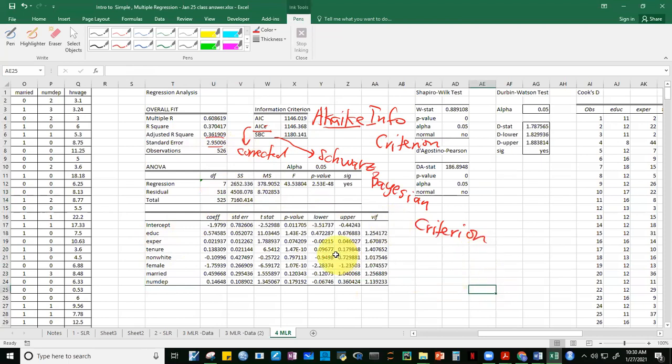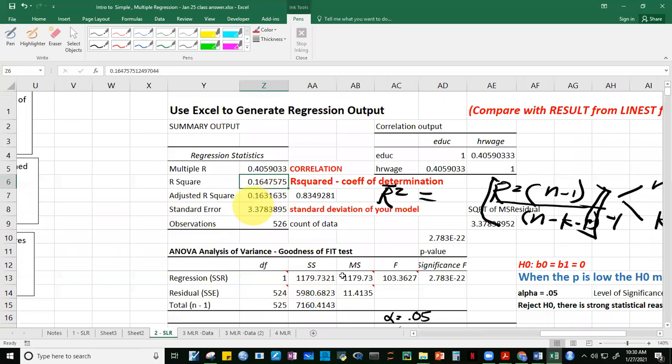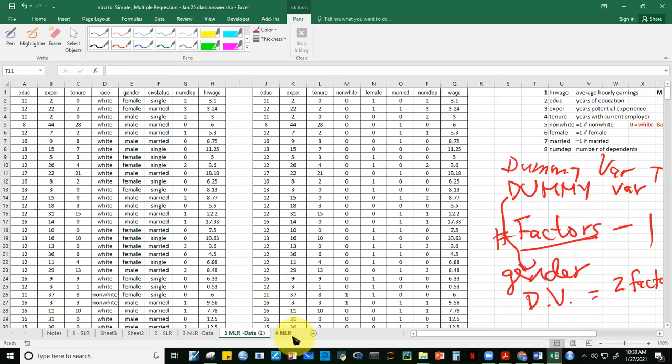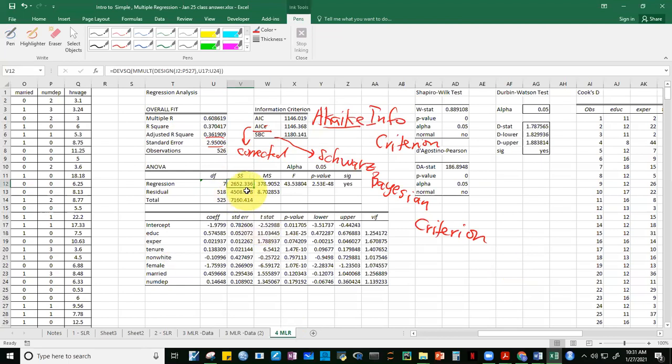Okay? Tingnan natin, guys, ito, SS. 2652. Yung SSR natin dito is only 1179, no? So mas malaki yung variability, mas malaki yung kayang i-explain ng model natin compared dun sa simple linear regression lang natin. So ang residuals natin mas lumiit dito, no? Mas lumiit. Okay, clear so far, guys?